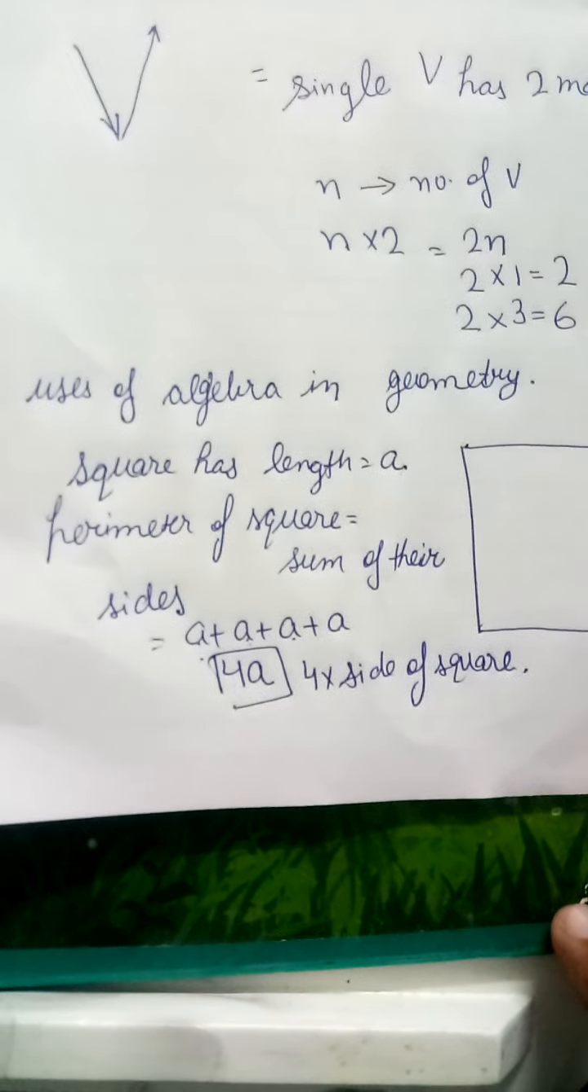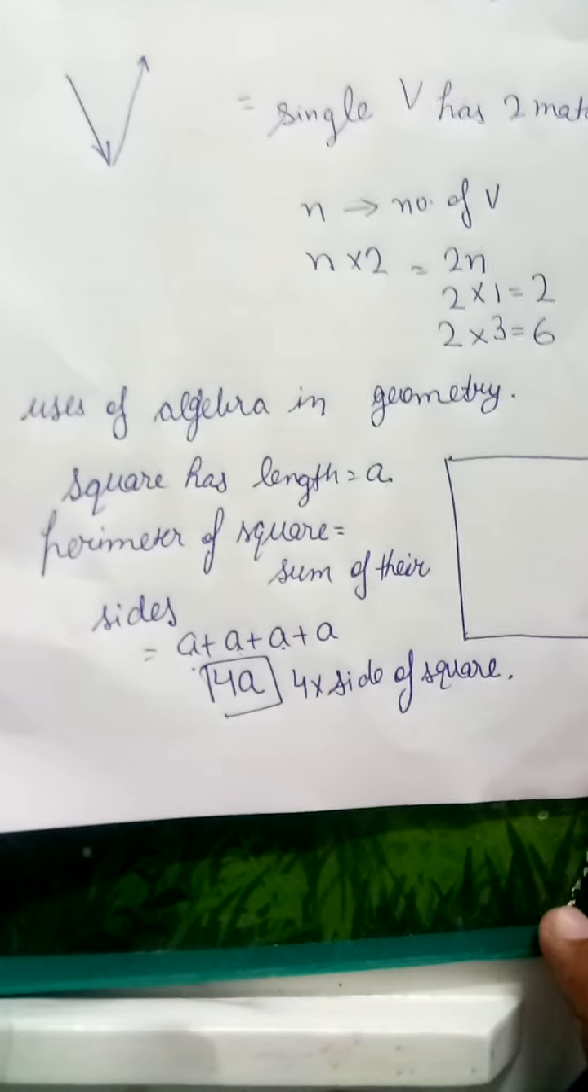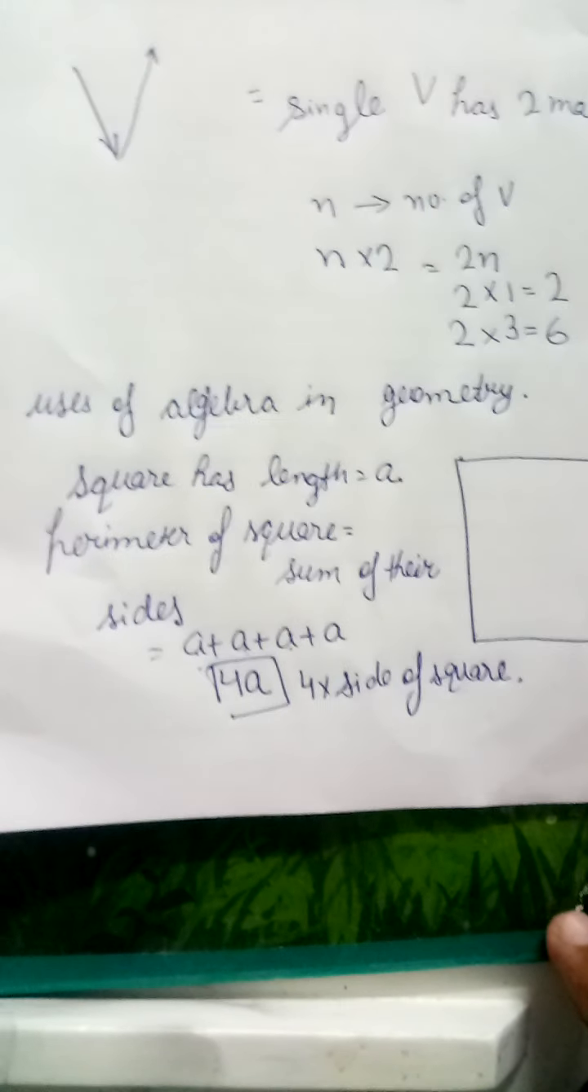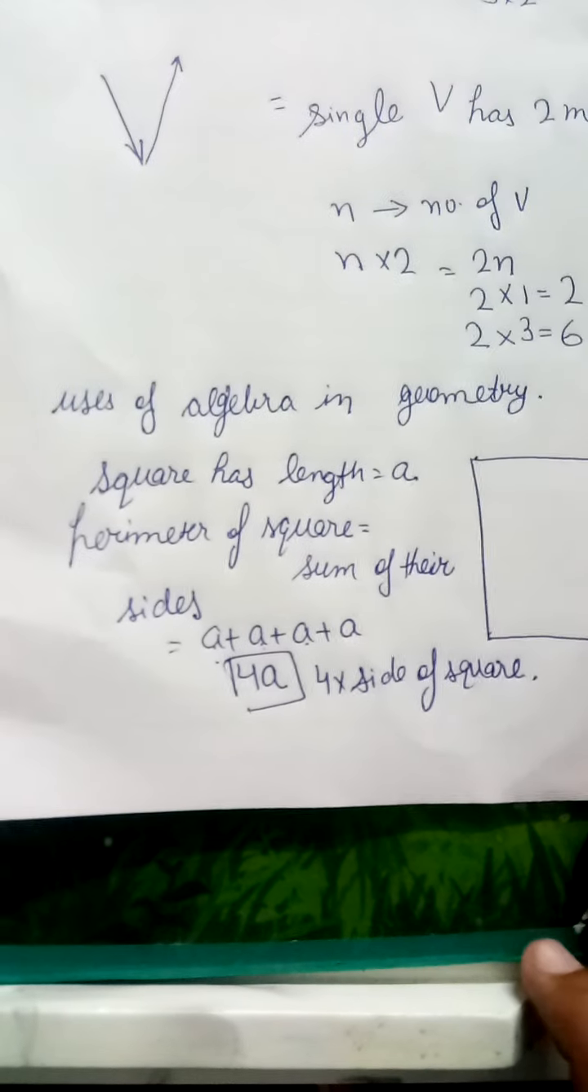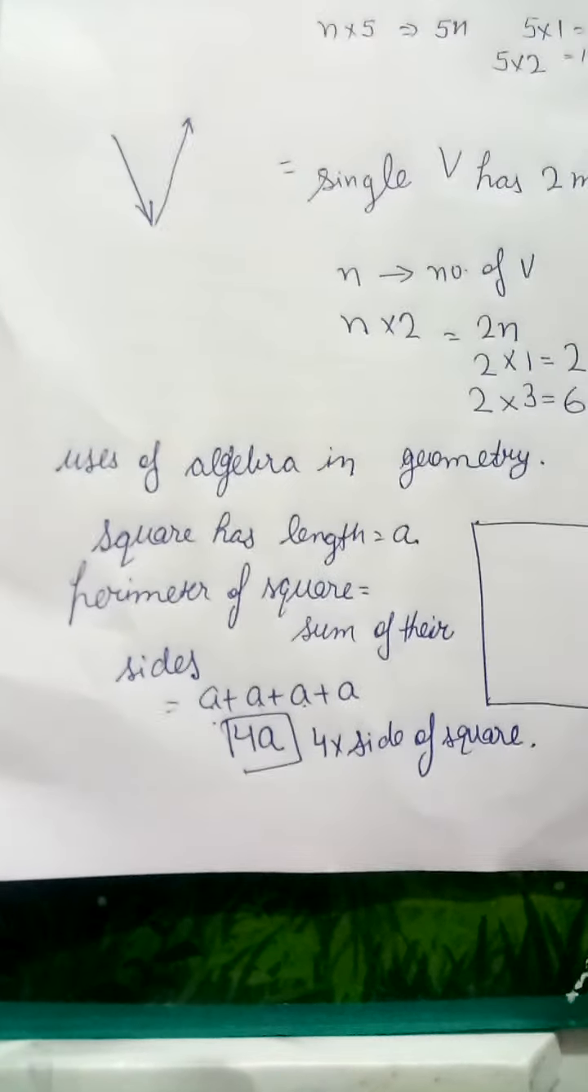So practice 7.2 is only based on this method or this topic. Is that clear to everyone? If you have any doubt, you may ask anytime.